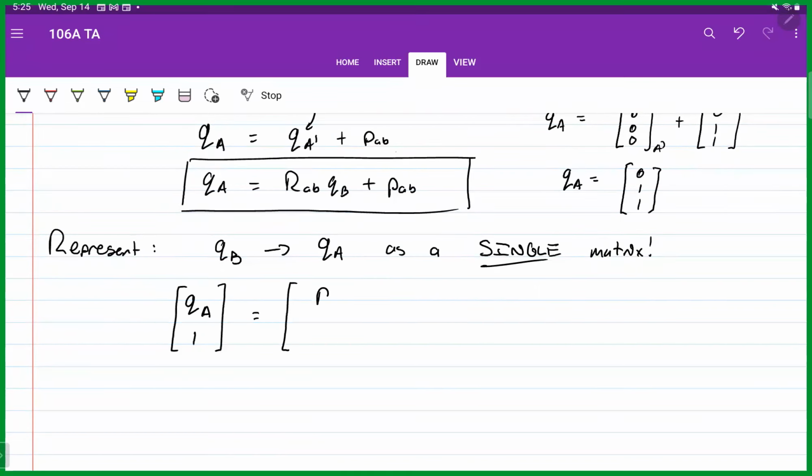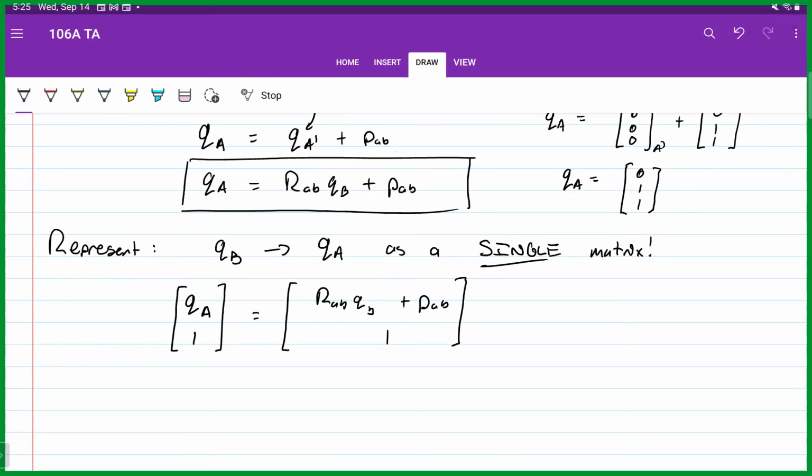And I'm just going to add RAB QB plus PAB, and I'm going to put a 1 beneath that, right? And we know that these are still equal, because this is just the same thing as that. And we showed that this and this are the same above, and 1 and 1 are the same, right? So these vectors are still pointing in the same direction. They're still equal to each other. So that's not a problem. But why don't we go ahead and put this 1 down here? What's this going to do?